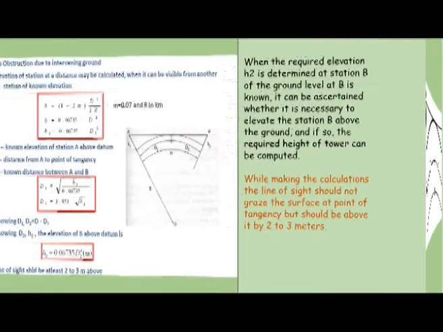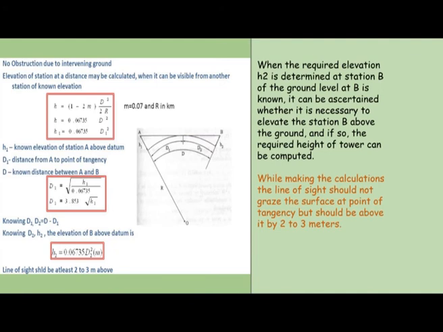The last thing is the profile of intervening ground. When the required elevation H2 is determined at station B and the ground level at B is known, it can be ascertained whether it is necessary to elevate station B above the ground, and if so, the required height of tower can be computed. So as we watched before, we have to use the h formula in this, so we can get all the values, and after that finally we will get the unknown value, which is H2.